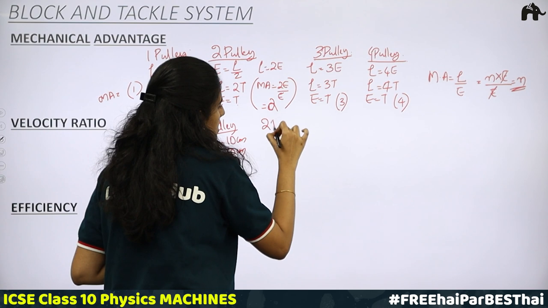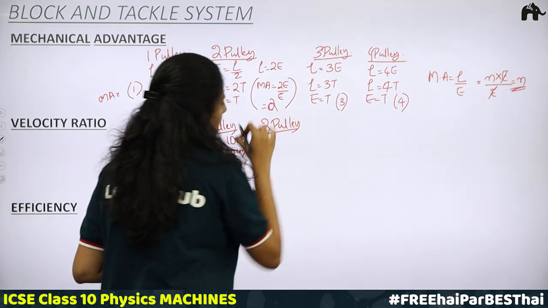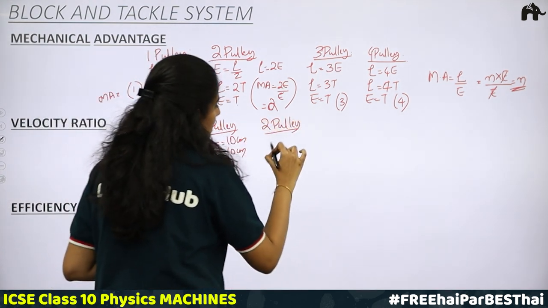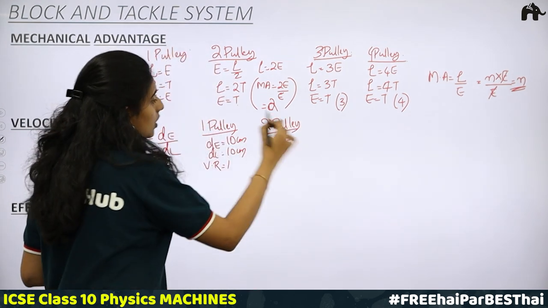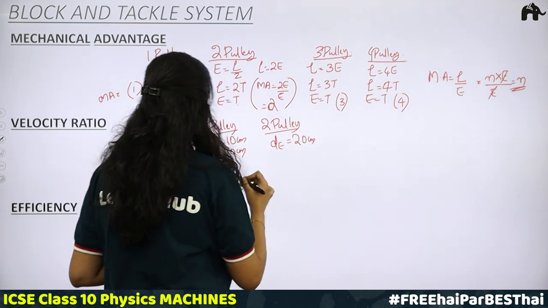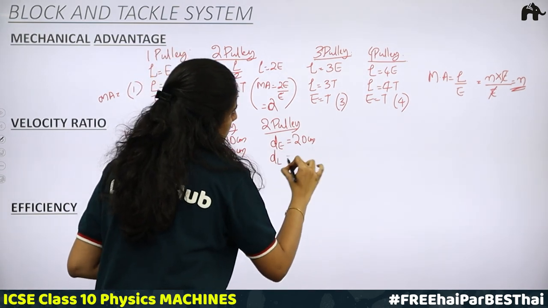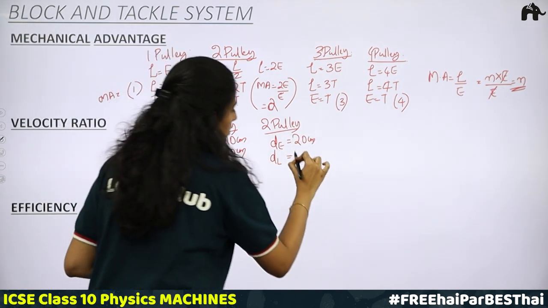Next, two pulley system, one fixed and one movable. Here, distance moved by effort will be 20 centimeter. Distance moved by the load will be equal to 10 centimeter.